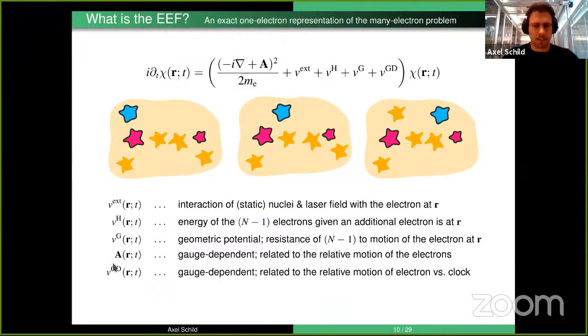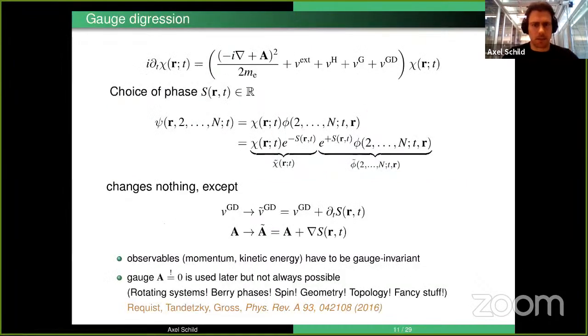And then we also have 2 gauge-dependent parts. The gauge will be explained in the next slide. There's a vector potential here, which is essentially related to the relative motion of this one electron with respect to the other electrons. And then there is a scalar gauge-dependent part, which is in some sense related to the relative motion of this electron with respect to some external clock that gives you the time parameter. So these are the different contributions. And I told you that the last two, this vector potential and this scalar part, are gauge-dependent.